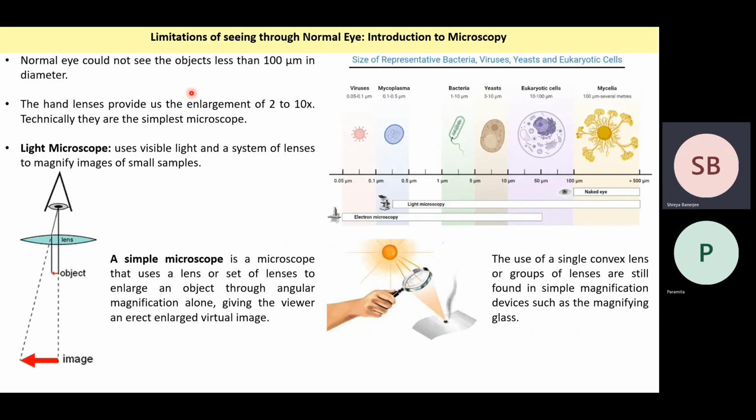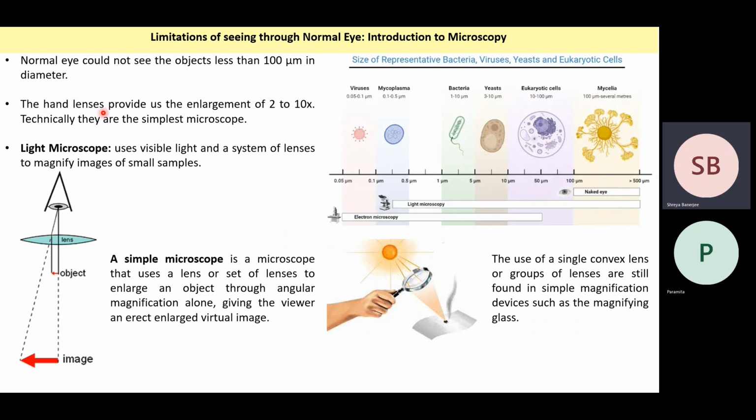So to begin with, there are many limitations of the normal eye. The normal eye cannot see objects less than 100 micrometer in diameter. So if you look at this, which shows the limit of the naked eye is up to 100 micrometer. At the maximum, the naked eye can see the mycelia formed by different fungus. But beyond that, the cells, the viruses, the bacteria are beyond the scope of the naked eye.